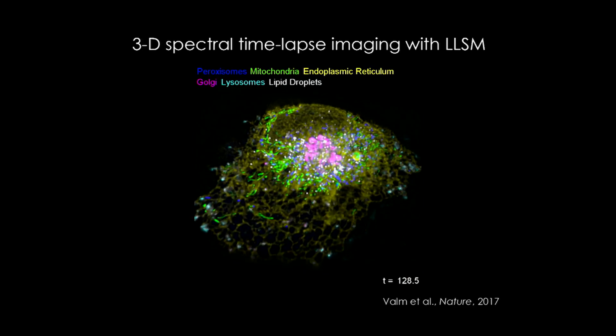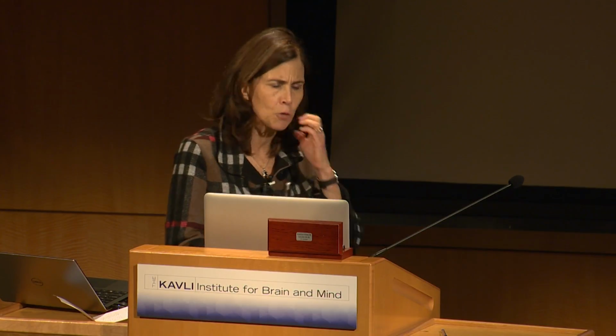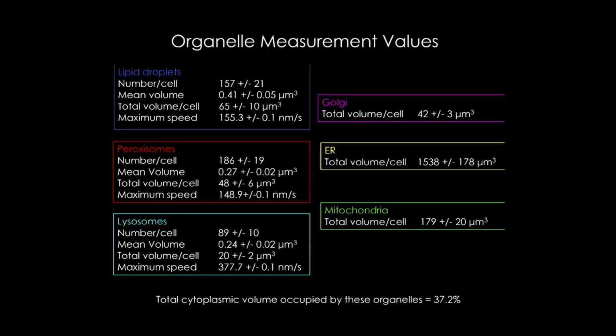Now, with this technique, we can begin to zone in on really specific measurements in terms of organelle distribution, localization, essentially connectivity. This is just a set of values for the number of organelles that each of these different populations of organelles represent.